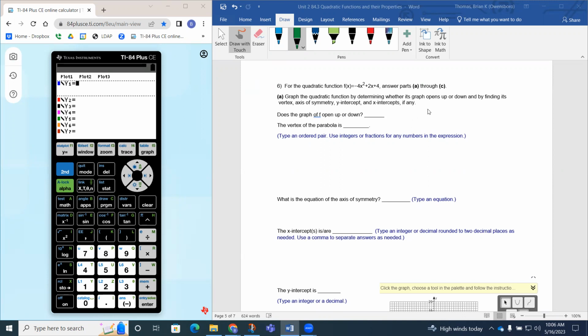So remember, in your function, f of x equals -4x squared plus 2x plus 4. The coefficient of the quadratic term, the -4, is going to tell me whether it opens up or down. That's where the reflection happens. So since that's -4, this is going to be a reflection over the x-axis. So it's now going to be opening down since it's negative.